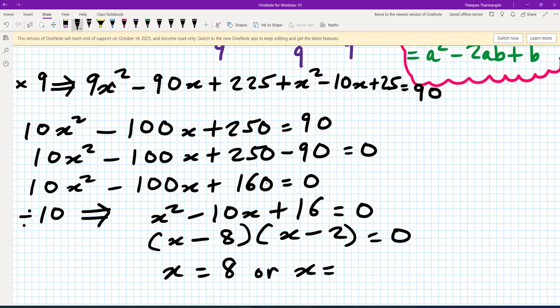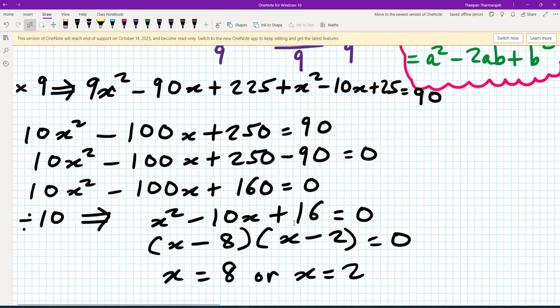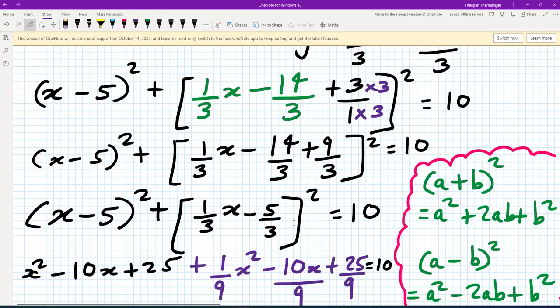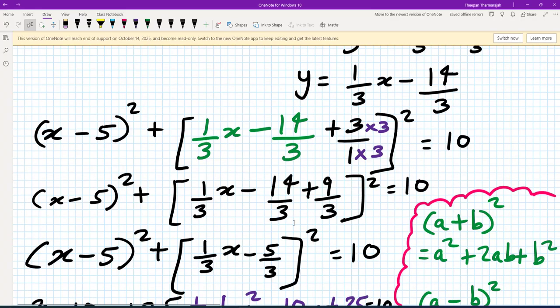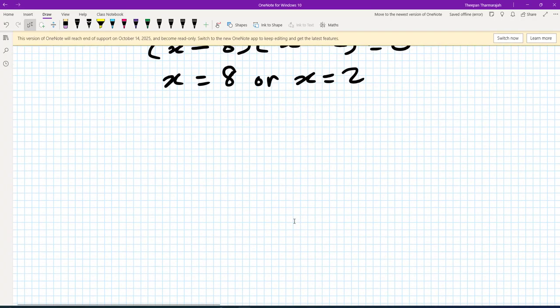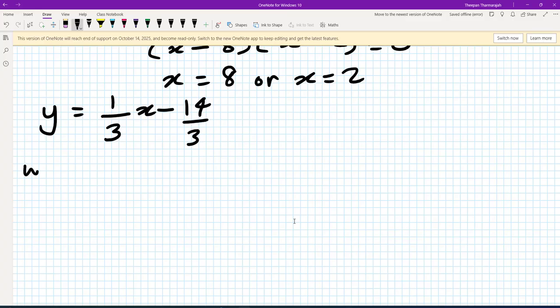or x equals 2. So because these are the coordinates of the intersection points of the line that passes through the center that meets the circle, where the two tangent points also pass through, we need the y coordinates. So we have an equation for y, and that was y equals a third of x minus 14 over 3. So we're going to write that down here. So y equals a third of x minus 14 over 3, and we're going to substitute when x equals 8.